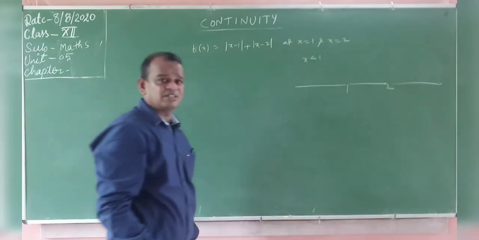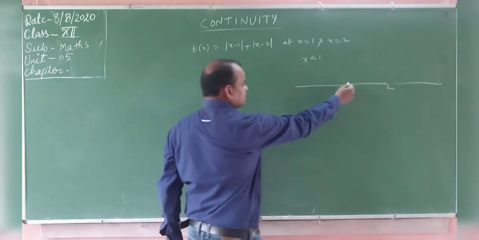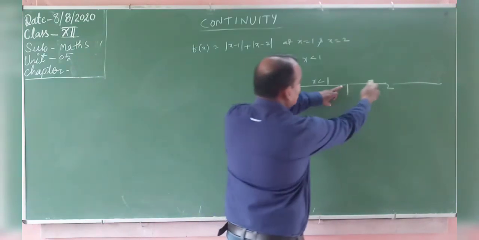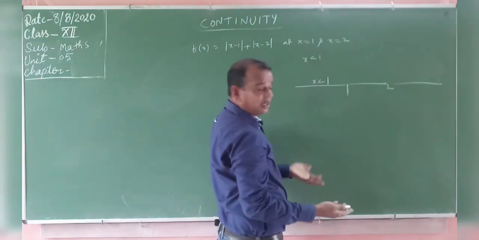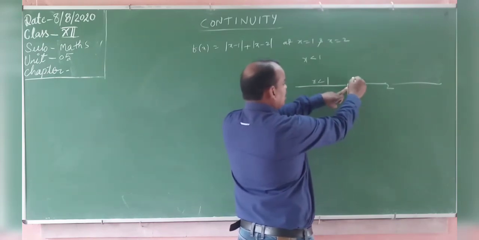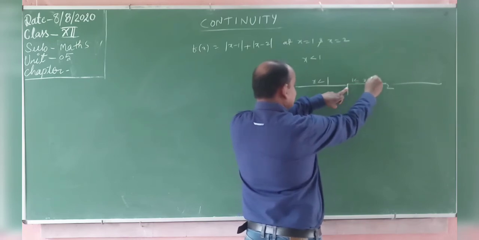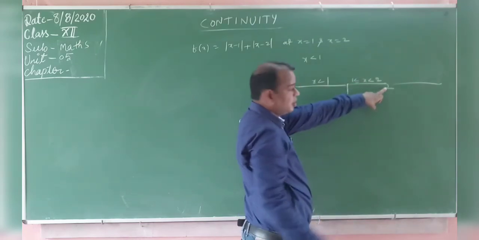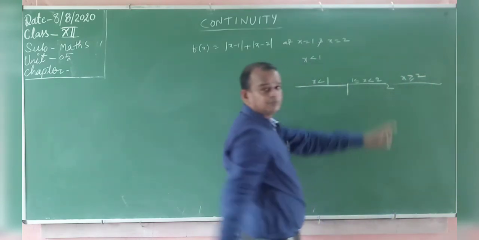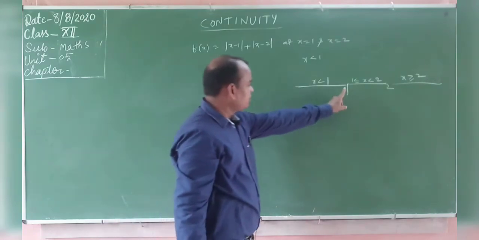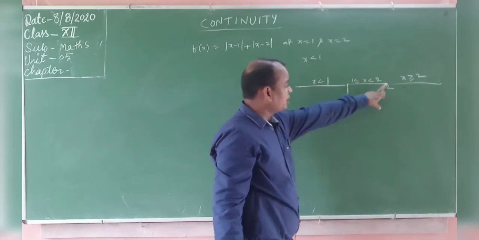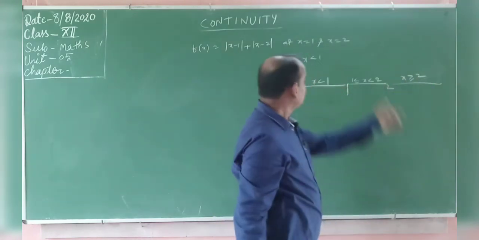Total real line we can observe. This is 1, x less than 1. This is 1, 2. In between 1 and 2, 1 is compulsorily included. In x less than or equal to 1, 1 is compulsory. Then 1 less than x less than 2, 2 not included here. After that, greater than or equal to 2. x less than 1 means not 1, all values before it. 1 is included from here to here, 2 not included, after 2 is included. You can split in this way.